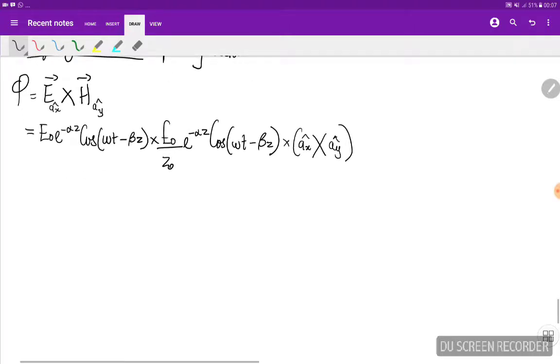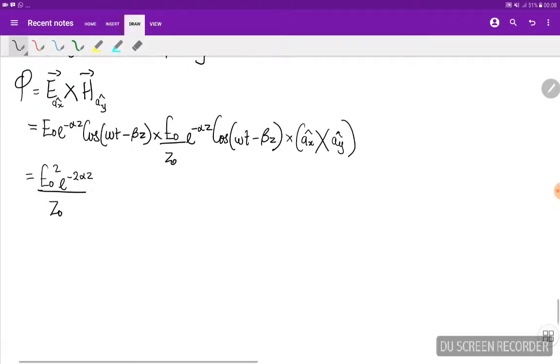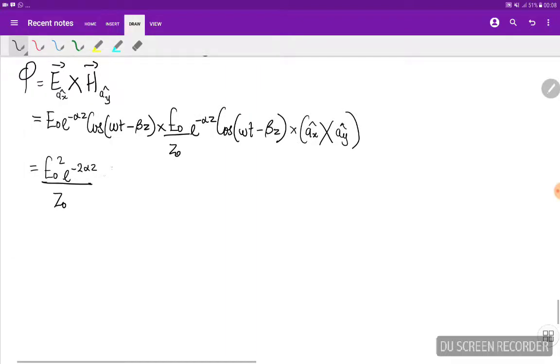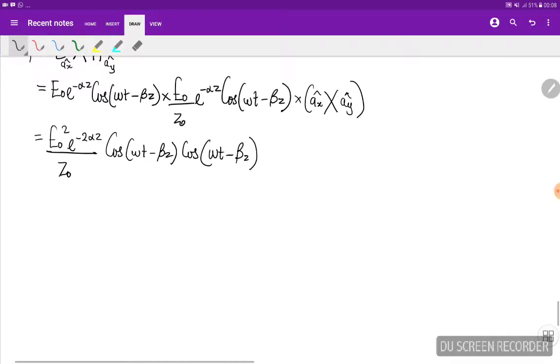Okay? So now when we multiply everything, we get E naught squared e raised to the power minus 2 alpha z over z naught, times cos(wt minus bz) times cos(wt minus bz). Now one thing to note, your z naught, like we said, can be written as magnitude of z naught times e raised to the power j theta.